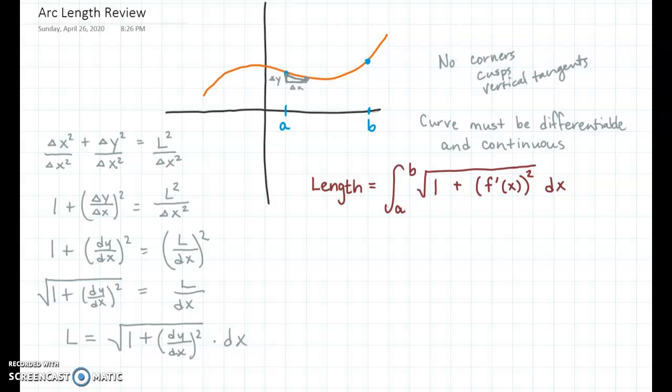But I don't want one tiny little slice. I want the length of the whole curve. And that's what the magic of the integral does for us. So to add up all of these little tiny pieces, I would use an integral to add all of those pieces, infinitely many pieces, together. And it's kind of nice how it works out so that there's a dx there. Okay. So that's arc length.